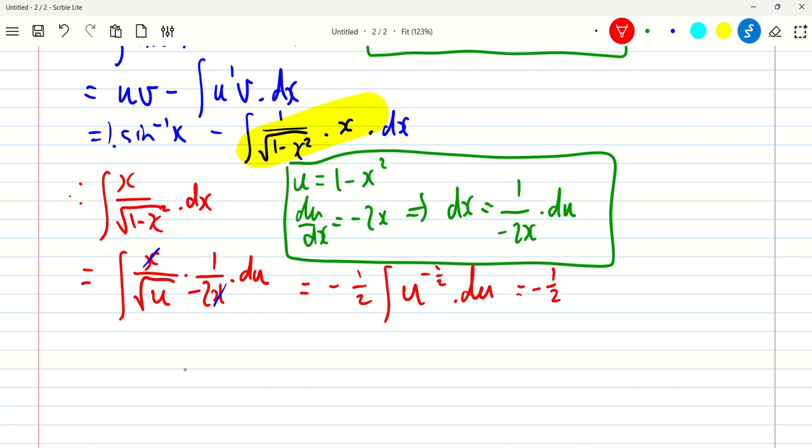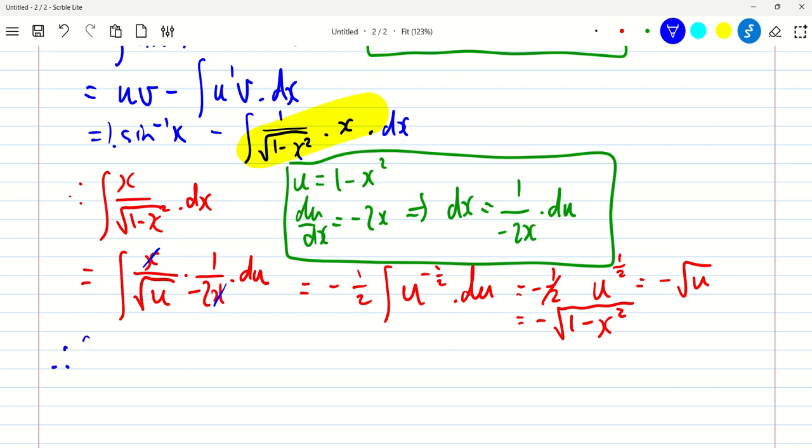So negative half, we've got u to the negative half plus 1 is positive half, and then we need to divide by positive half, and that essentially cancels out, because half divided by half is 1, so that's equal to negative square root u. Just to finish it off, what was my u again? 1 minus x squared. So that integral there is just equal to negative root 1 minus x squared. So now we can finish this off.